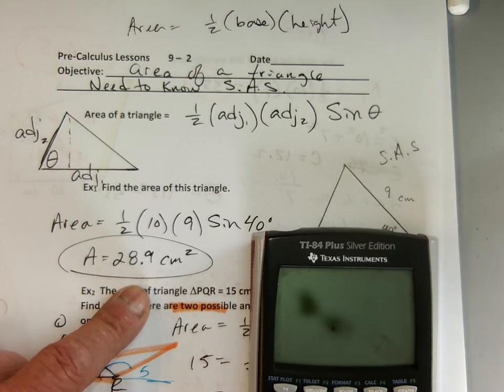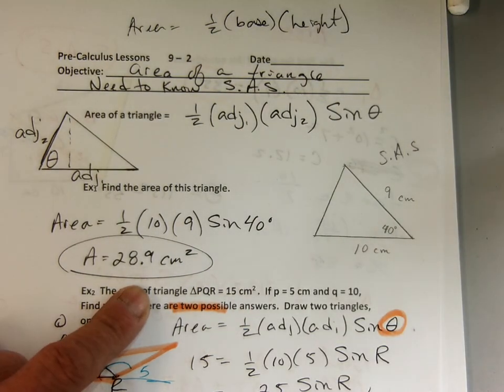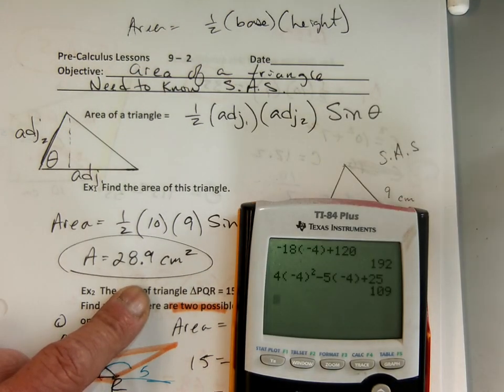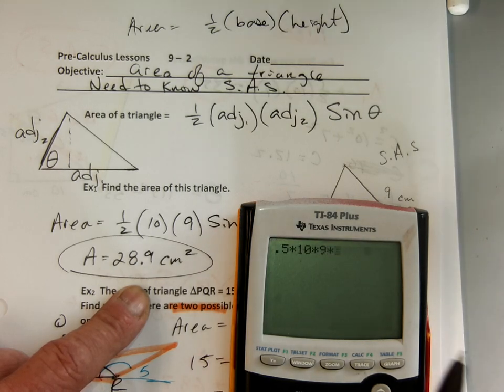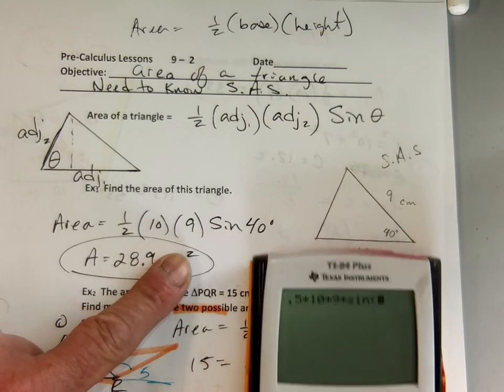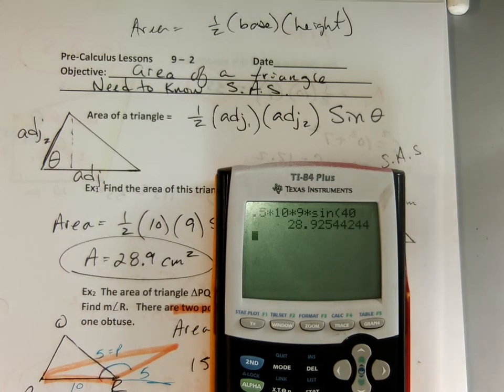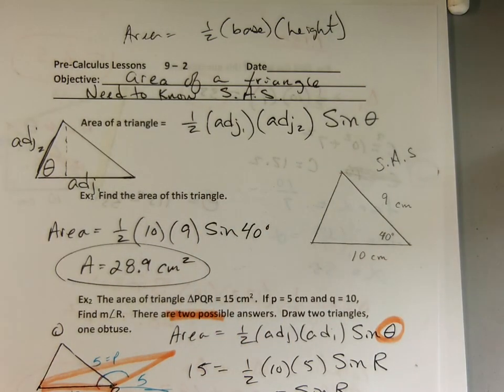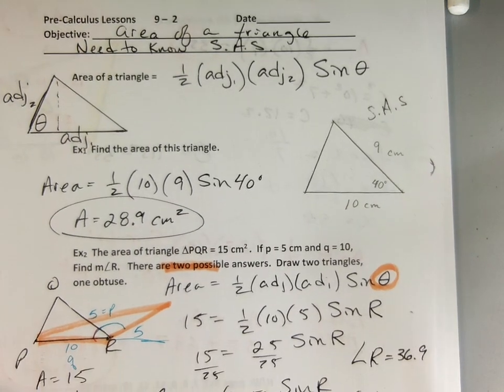So I'm just going to go, well, I don't have a calculator. Well, yeah, I do. Here we go. So I'll show you. It's basically just 0.5 times 10 times 9 times the sine of 40 degrees, and I get an answer of 28.9, and that's the area of this triangle without the height. It's kind of a cool formula, okay?